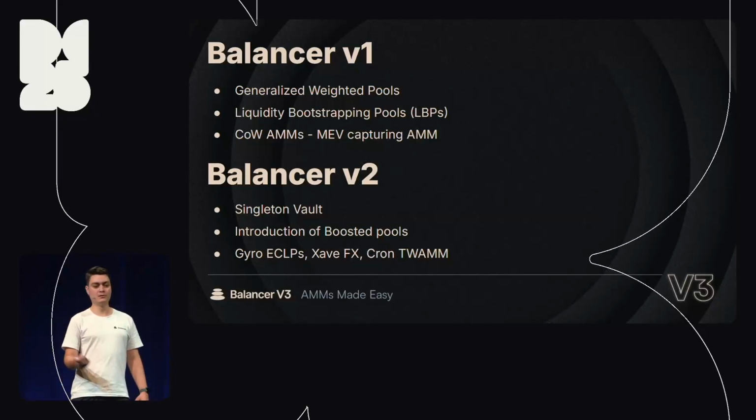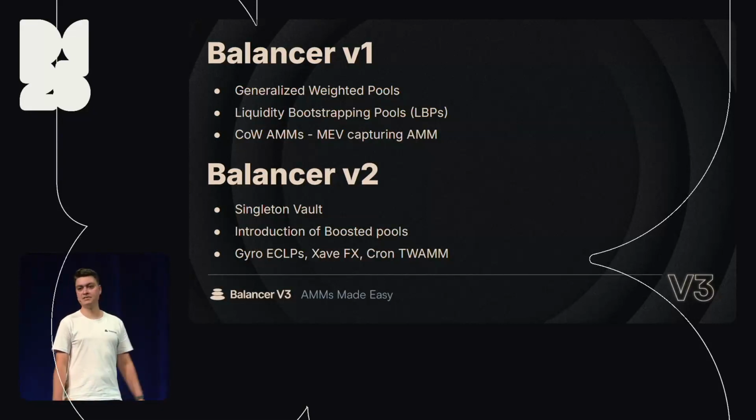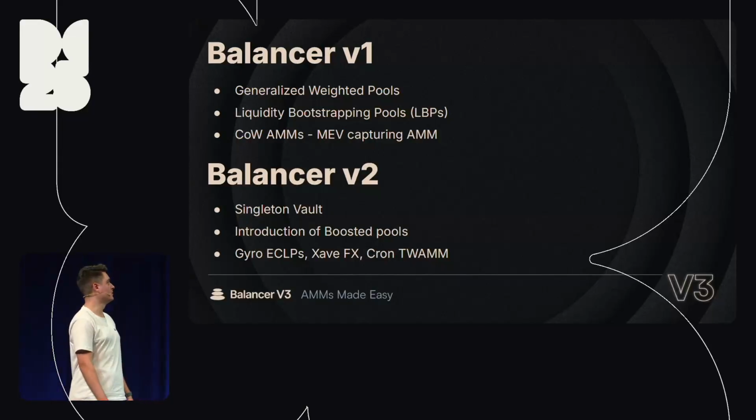We introduced on Balancer V2 the boosted pools, which allowed ETO assets to be deposited on lending markets and then earn additional yield. We also had many partners building on V2. So we had Gyro with E-CLPs, you have Safe Finance building FX pools, and you have Cron, which built the first implementation of TWAMMs on Balancer.